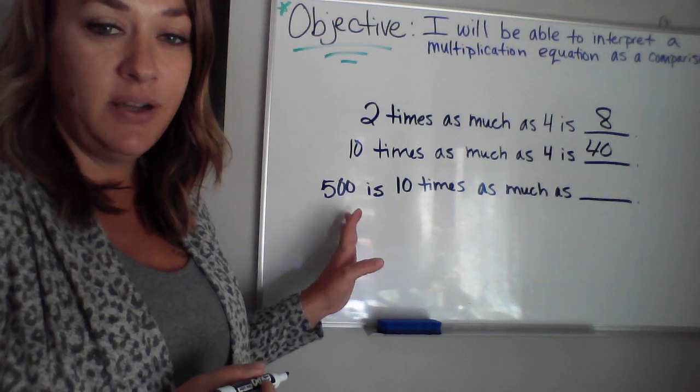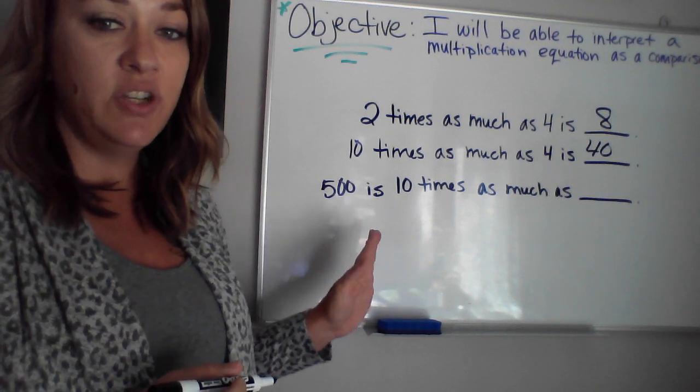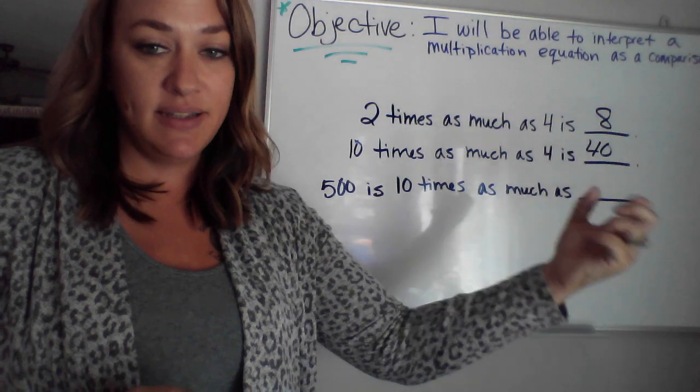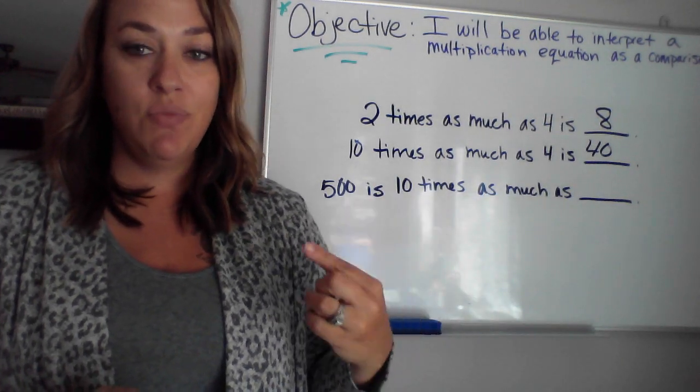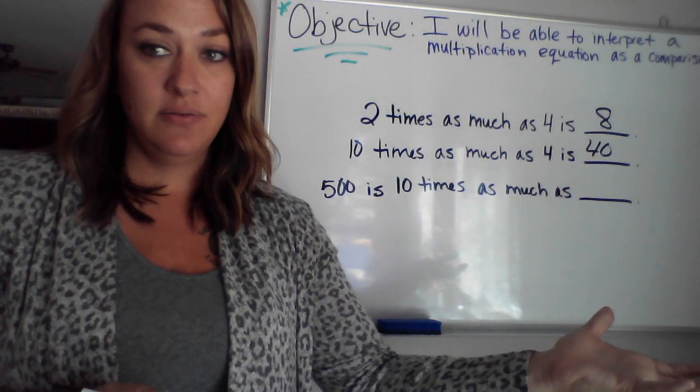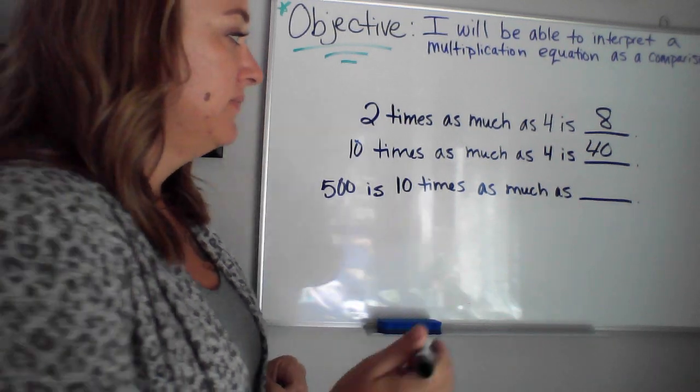This one's a little different. You got to watch how it's worded. So it says 500 is 10 times as much as. So 500 is 10 times more than 50.